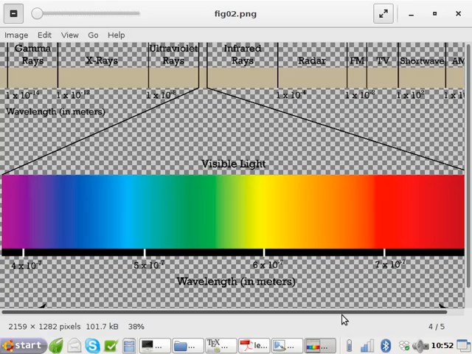10⁻⁷. The 5 to 10⁻⁷ is kind of. Say again? This 5? 5, 5, yeah. Yeah, this would be blue, yeah.